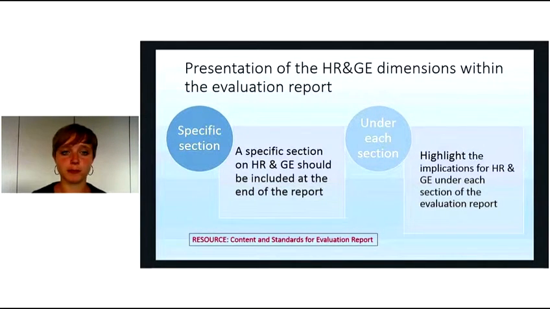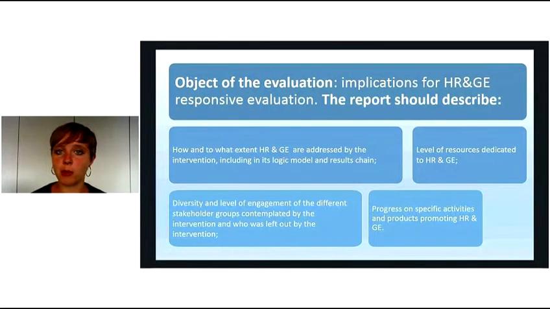for Evaluation Report. So first, for the section describing the program or object of the evaluation, the main idea is to describe the extent to which human rights and gender equality were addressed by the intervention itself. For example, do the logic model and results chain refer to these issues? Were there resources dedicated in the program to human rights and gender equality? What stakeholder groups were engaged in the intervention, and which may have been left out?